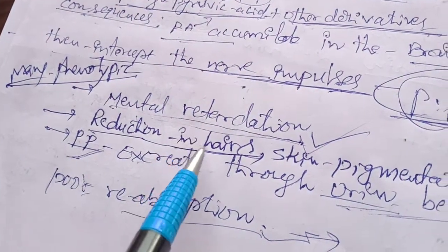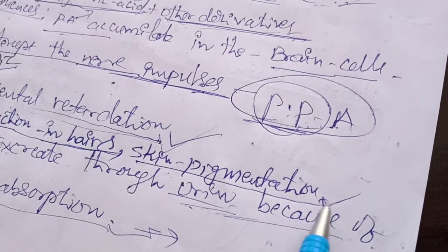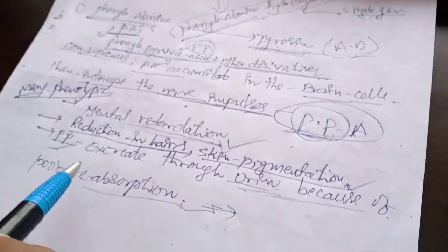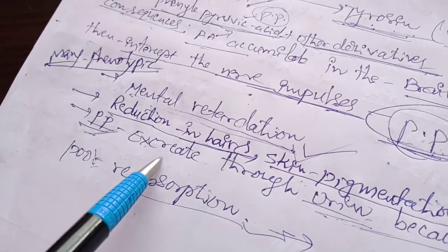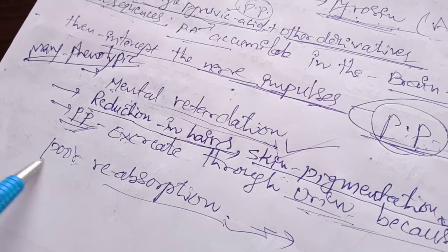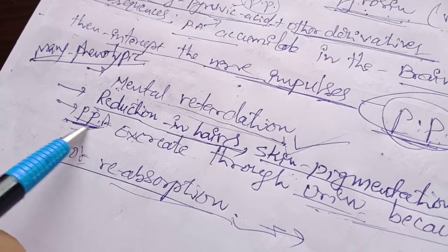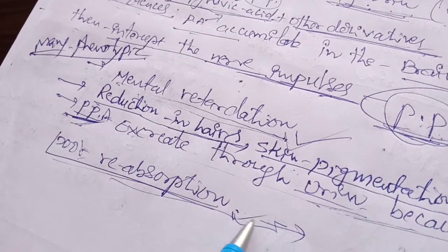So that means hair loss is there, and skin pigmentation will be happening. Black color, skin color will be. Next, phenylpyruvic acid is excreted through the urine because of poor reabsorption.